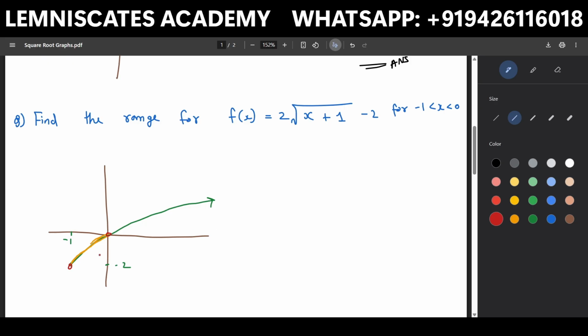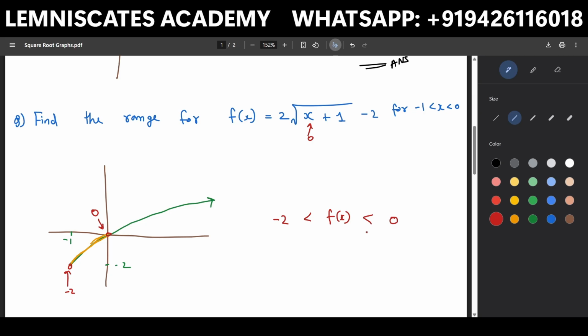Okay, once again I'll check. If I put my 0, 2 times square root of 1 is 2, 2 minus 2 is 0, so yes, output is 0. So this becomes your maximum value, 0 becomes your maximum value, and -2 becomes your minimum value. So how will you write your range? You will say that my range is between minimum and maximum. F of x will be in between. Your outputs are in between -2 and 0.